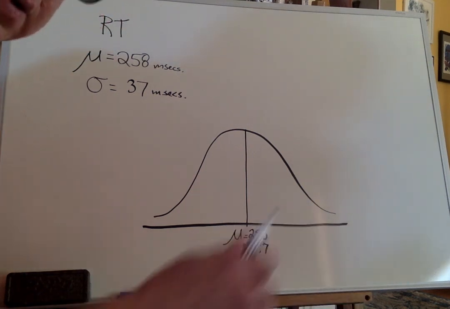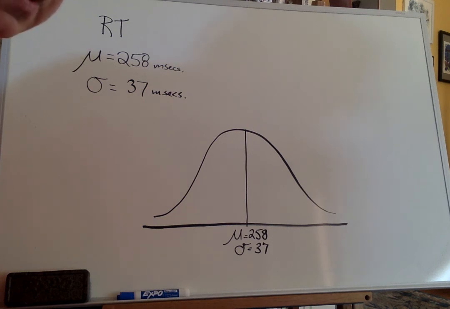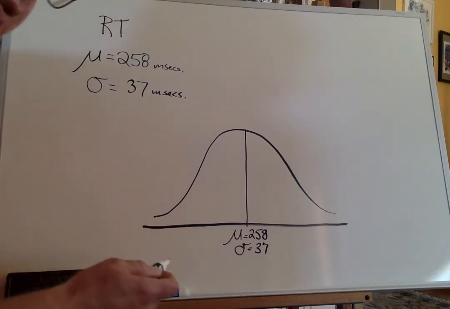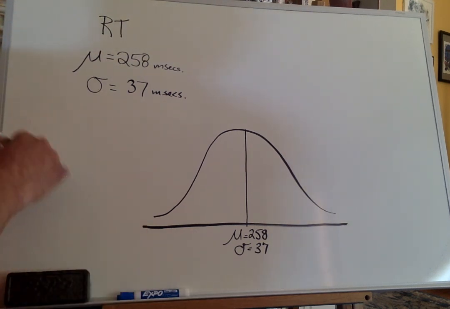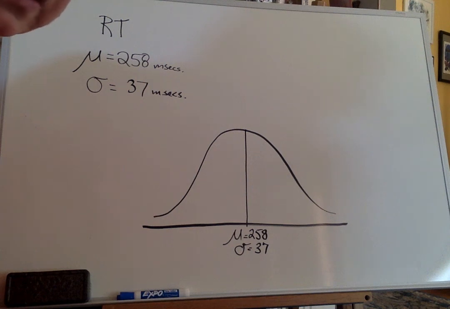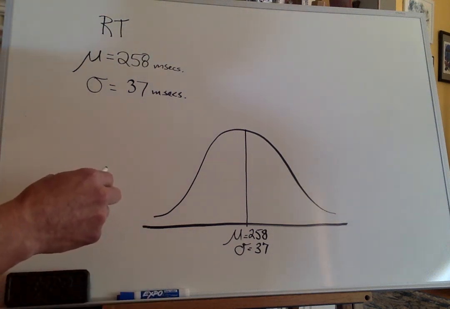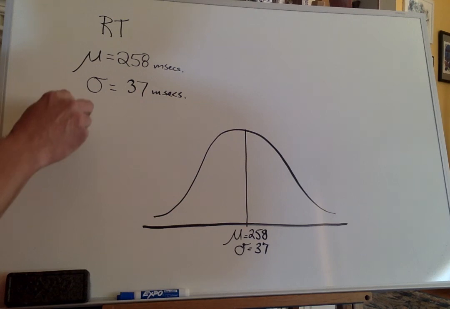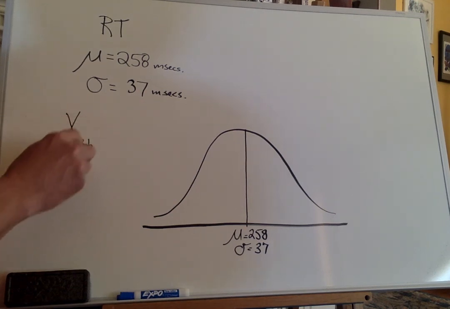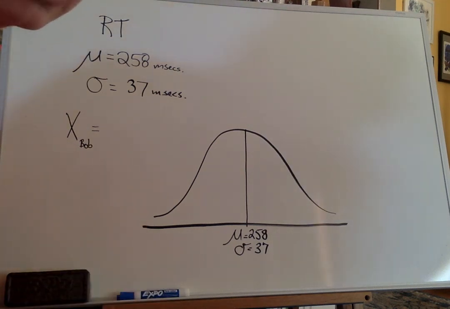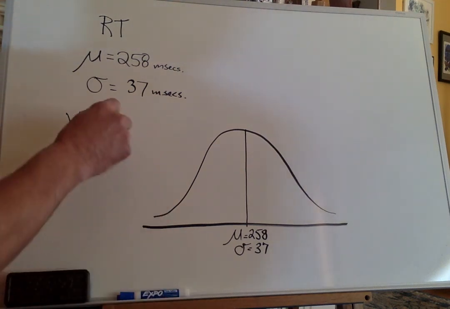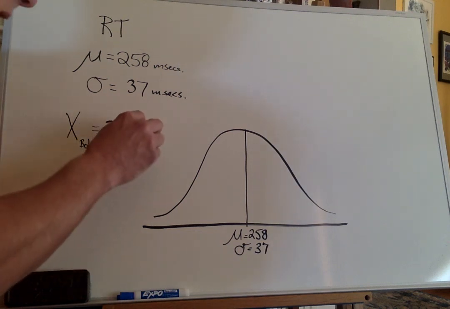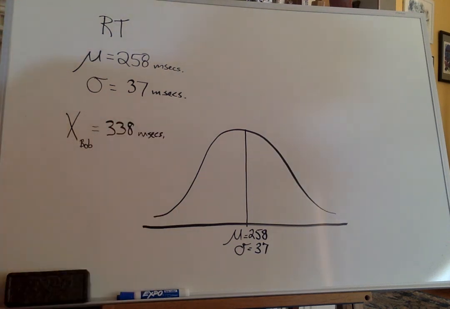So, a person comes in the lab, a student comes in the lab. Let's call the student Bob, okay? And Bob sits down at the computer, and I give the instructions, and I say, okay, when you see the X, hit the space bar as quickly as you can. And Bob, so I need to do a little bit of back calculation here. Bob's score, just do this as Bob. Bob gets a reaction time of 338 milliseconds.